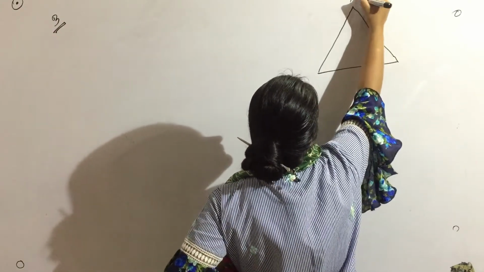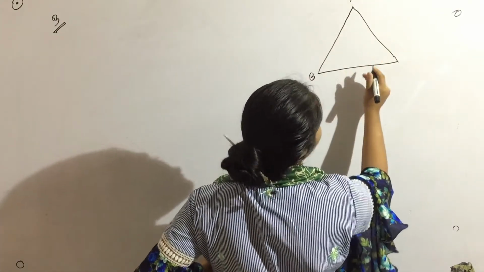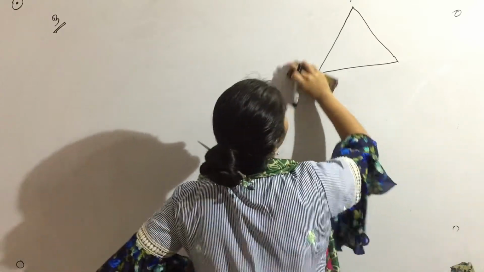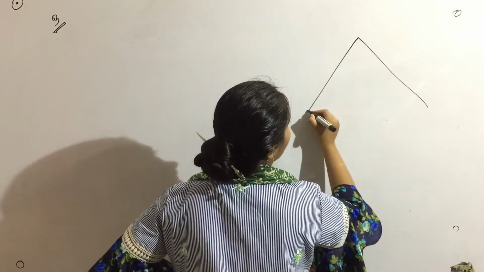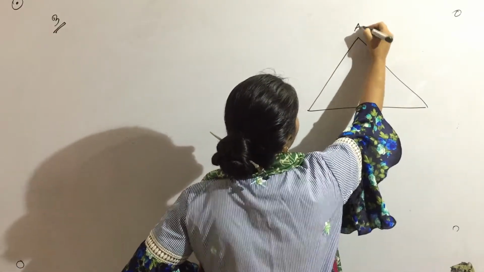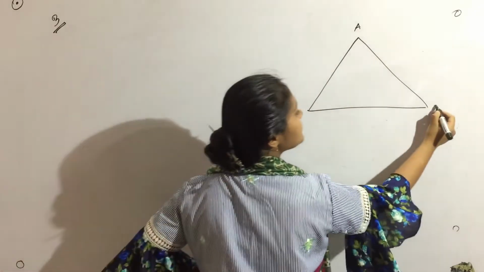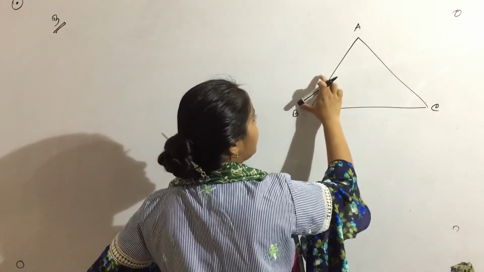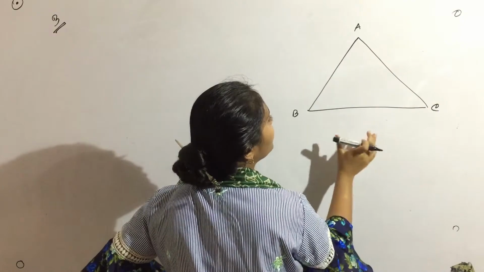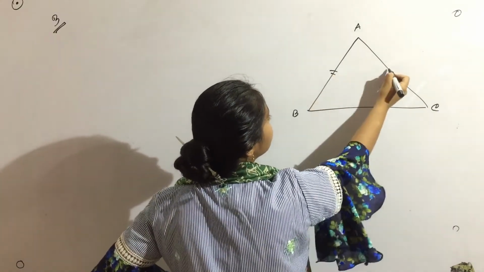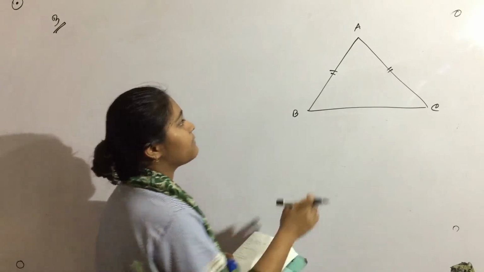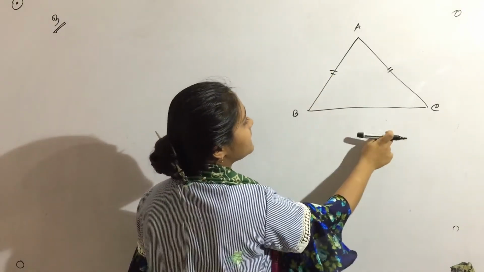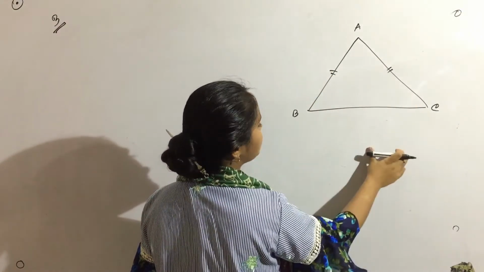So, if we draw the triangle, let me finish that again. If the triangle being A, B and C, the sides AB and AC will be similar or equal. So AB is equal to AC. This is an isosceles triangle. So the perimeter AB plus BC plus AC equals 16 centimeter.